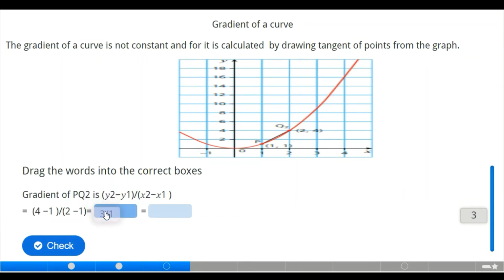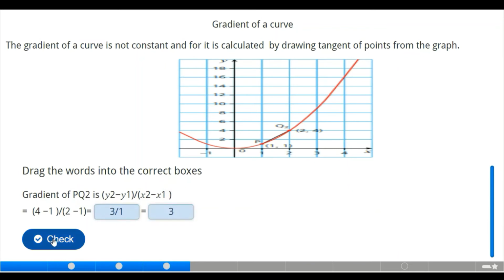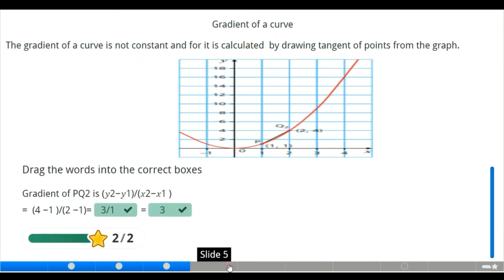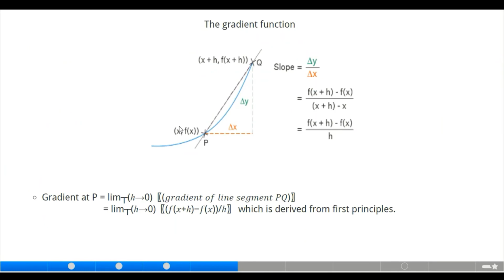How many times can 1 go in 3? That is 3. So we have 3 as our final answer. So now, having that, we can check and we say that we are right. Now, let's look at what we have, which is the gradient function.